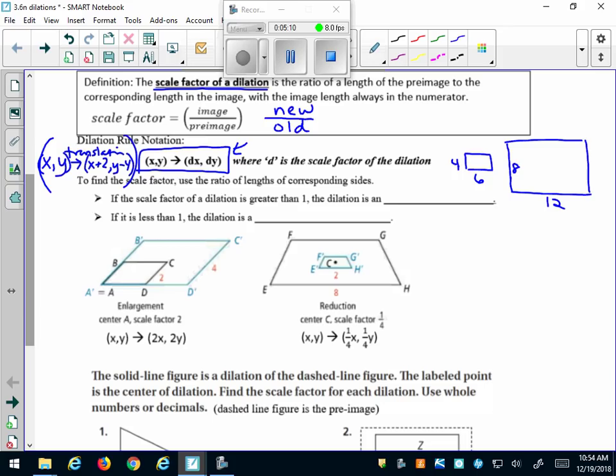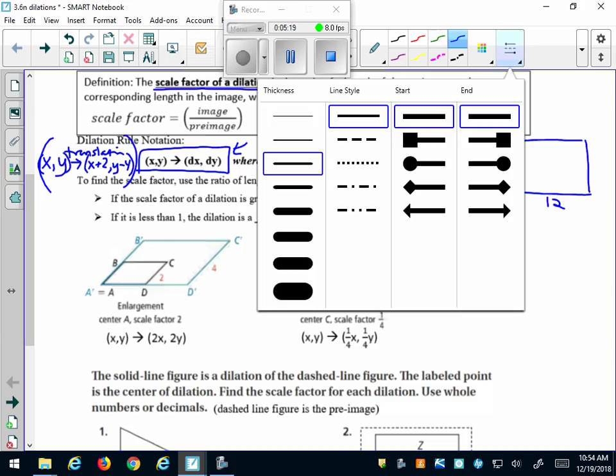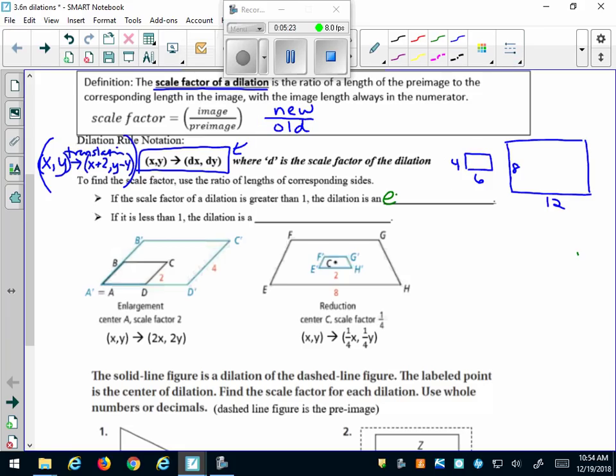If the scale factor of a dilation is greater than 1, then the dilation is called an enlargement. It's getting bigger. If you multiply by 2 or 5 or 25, right? Everything's going to get bigger. If it is, and I'm going to have you change these words, cross out less than 1. If it is between 0 and 1, then the dilation is a reduction.